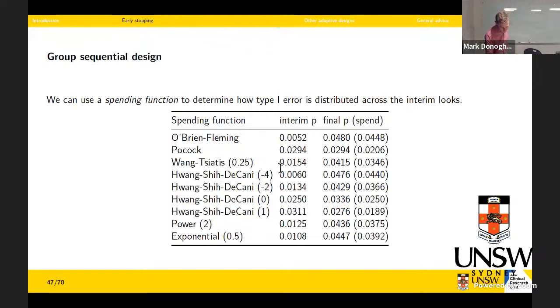And I guess you'll be all right with that. And then there's a bunch of other ones, yeah. And you can see as you change this parameter here, it goes from quite a strict interim threshold to quite a liberal one. And the trade-off is then in the threshold that you use at the final analysis.